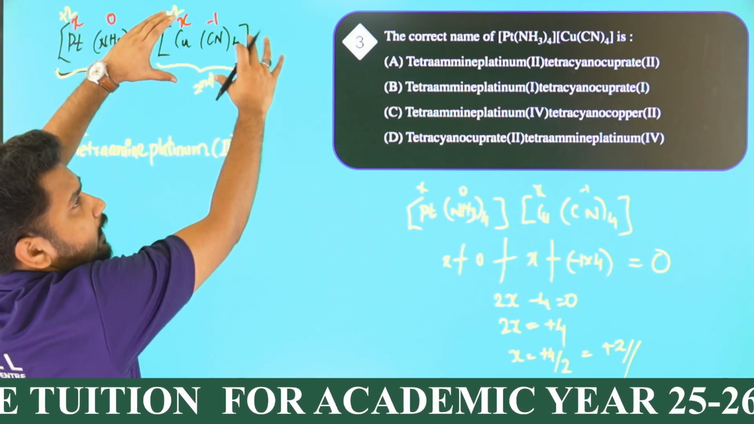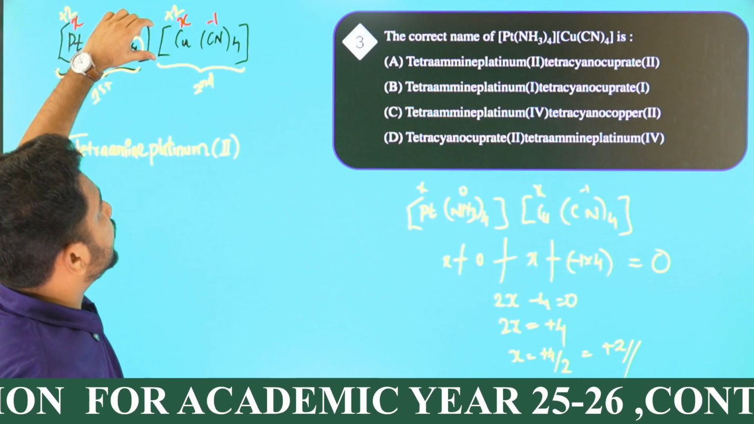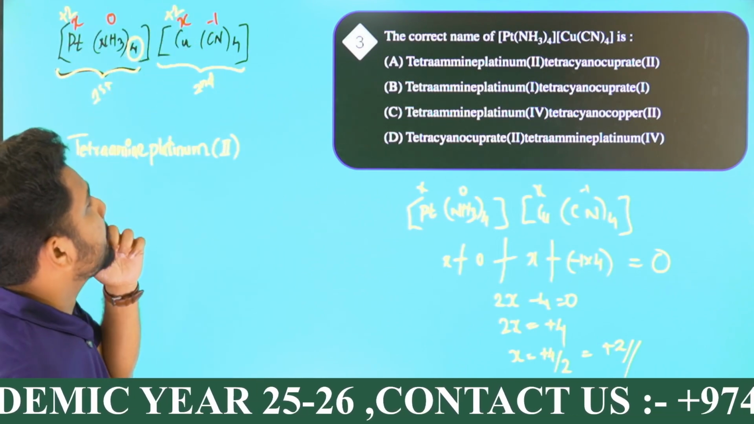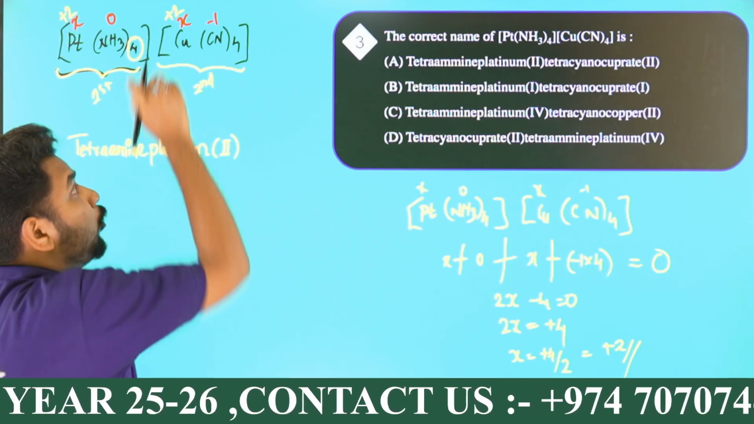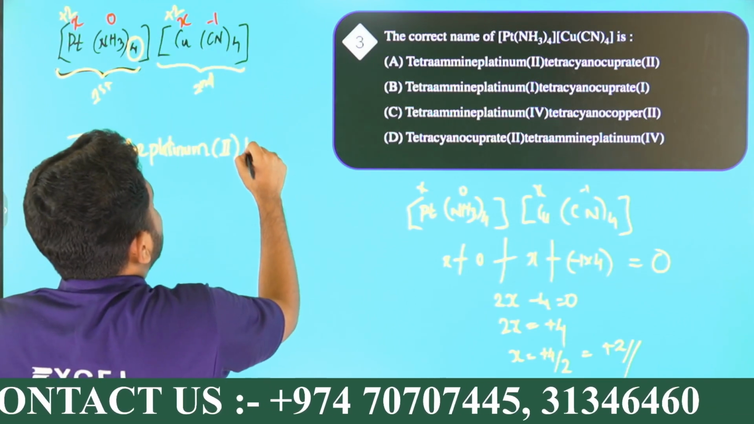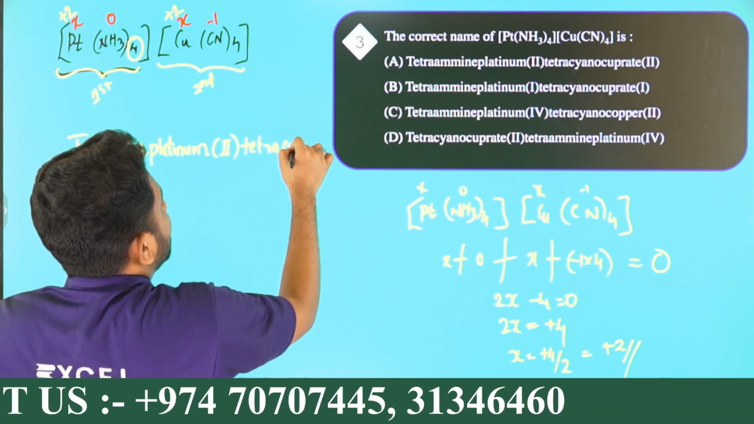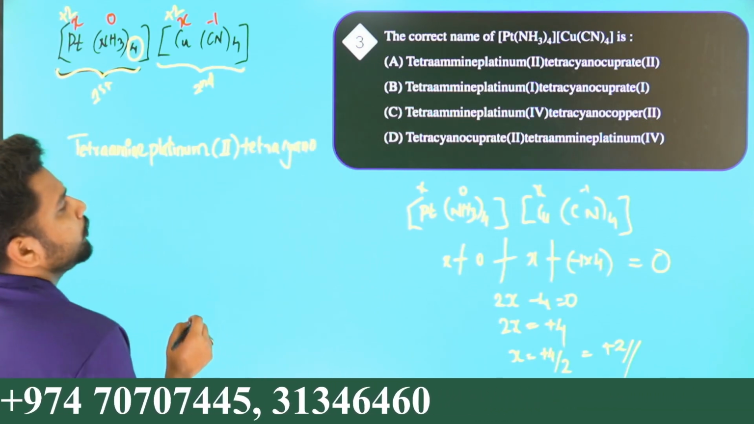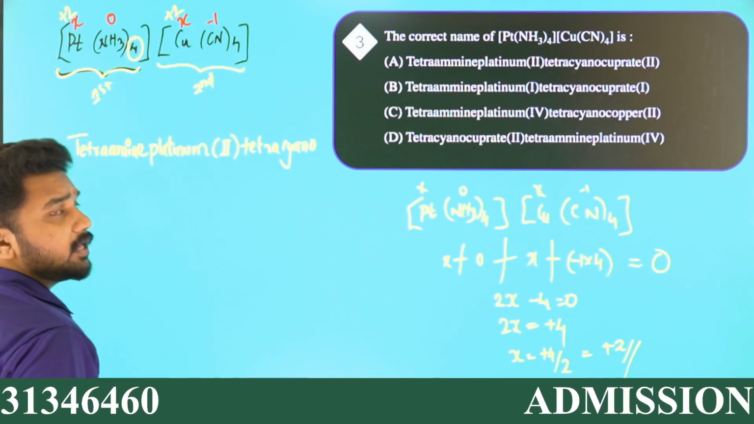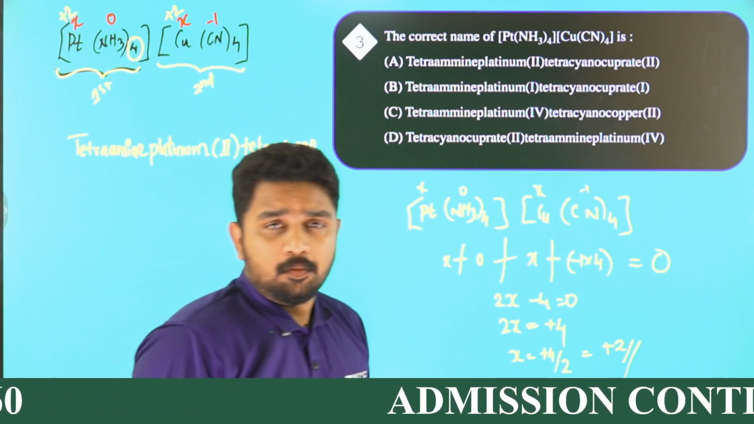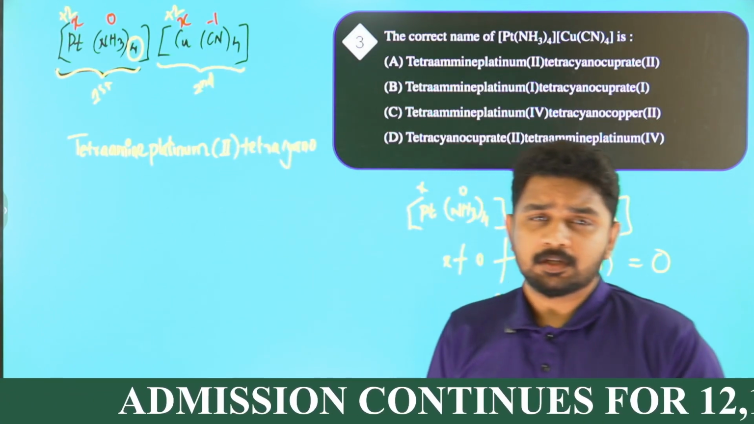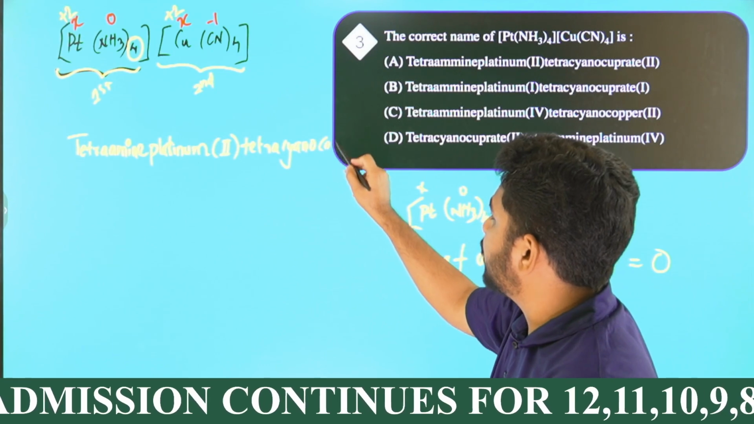Then you can move on to the second part. In the second part, again it's a coordination sphere. So you have to start naming with the name of the ligands. And the ligand here is the cyano group. How many cyano groups are there? 4 cyano groups. So you can name it tetracyano. So I wrote the name of the ligand. Then I can write the name of the central metal. In the second part, what is the central metal? Copper. So what will you write? You will write it like copper.